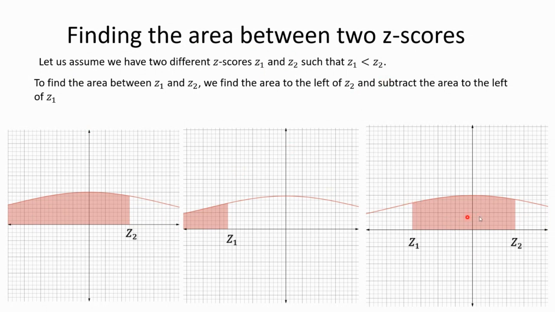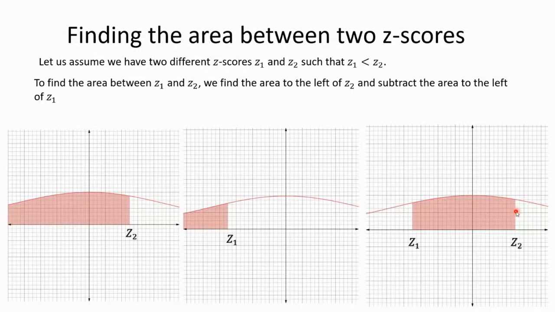How would we get this area? What we can do is this. Since z2 is bigger, we can get the area to the left of z2, and we subtract off the area to the left of z1. What you'll be left with is the area bigger than z1, but still less than z2.